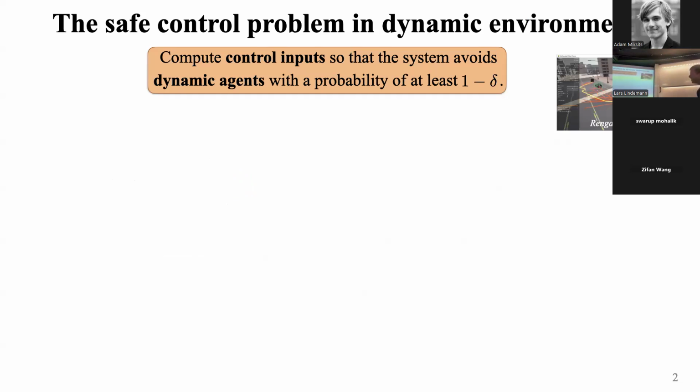Okay, so the first 30 minutes I will spend on this problem. We want to compute control inputs so that our ego agent, our system, avoids dynamic agents in the environment with a probability of at least 1 minus delta. For instance, consider that you want to design the controller of a car to avoid other cars and pedestrians in the environment with a probability of no less than 1 minus delta.